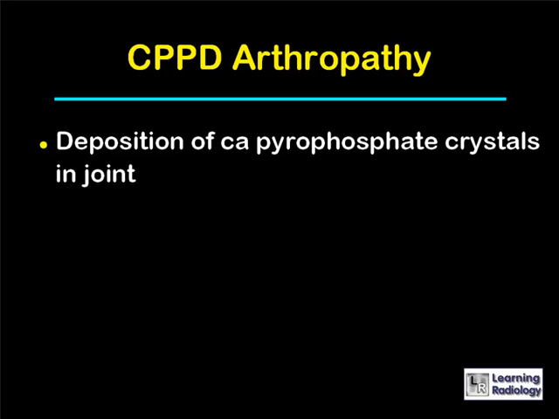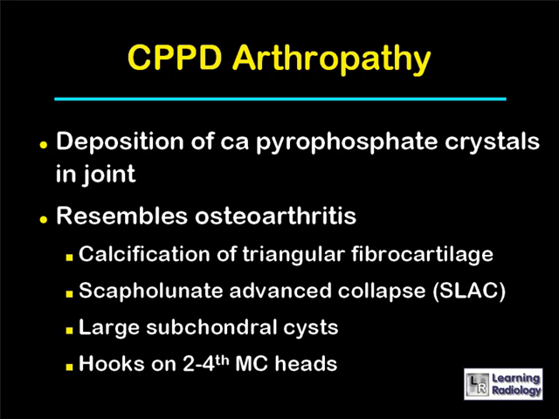CPPD arthropathy is due to the deposition of calcium pyrophosphate crystals in the joint. It resembles osteoarthritis. There may, however, be calcification of the triangular fibrocartilage, scapholunate advanced collapse, or SLAC, as in this case. It also may produce large subchondral cysts, and there may be hooks seen on the head of the metacarpals in the 2nd through 4th fingers.